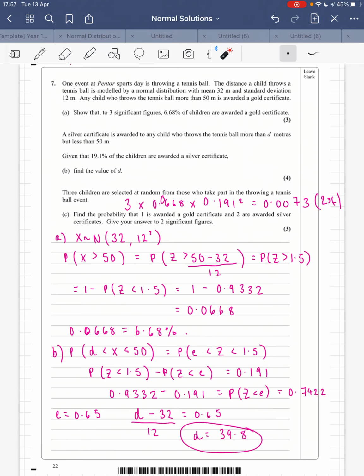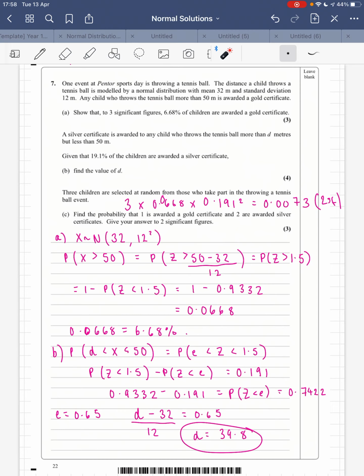I've already done some rearranging here, so I've added the probability that Z is less than E over here, subtracted the 0.191. So when I do 0.9332 minus 0.191, that gives me the probability that Z is less than E, which is 0.7422. And that is not my answer yet. I then need to use that to find what E actually is. So using the tables backwards, I need to find 0.7422 in the probability column and read off what E is, which is 0.65.